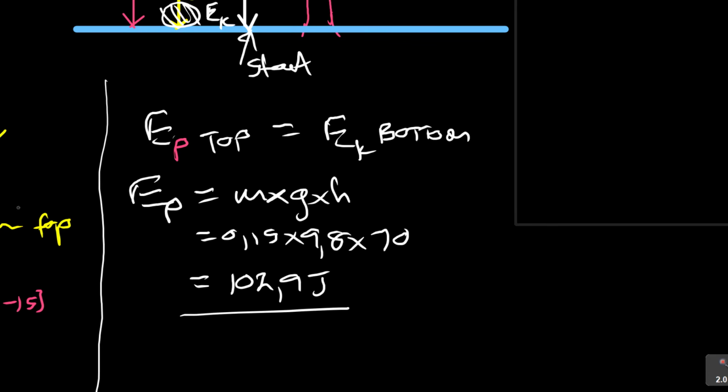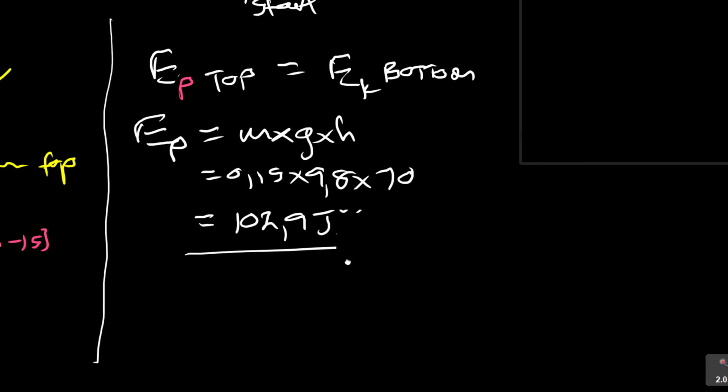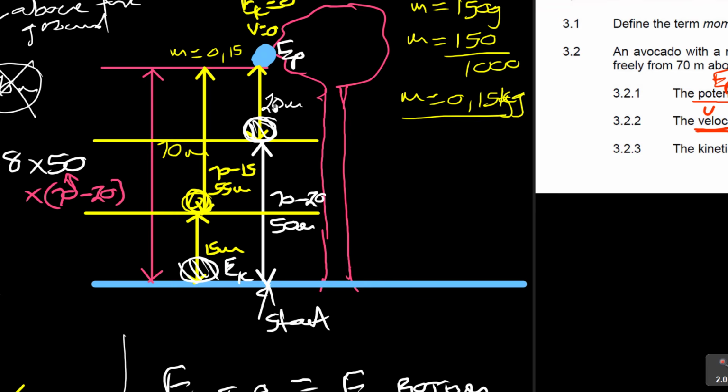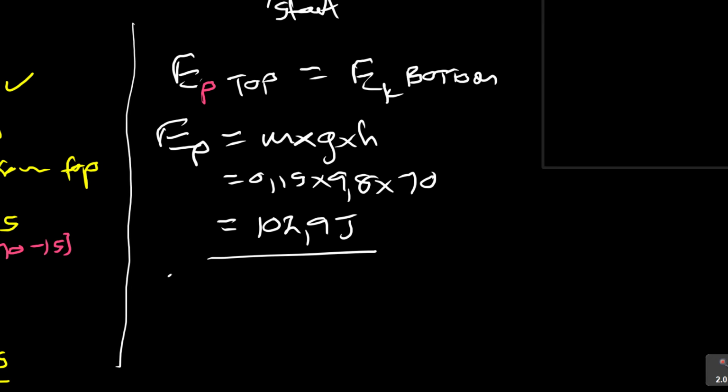But don't forget, it's the same energy it lost at the bottom now. It was falling from the top, and that energy it lost at the bottom was now kinetic energy. Then you can say, therefore, EK is also equal to 102,9 joules. That is the one way.